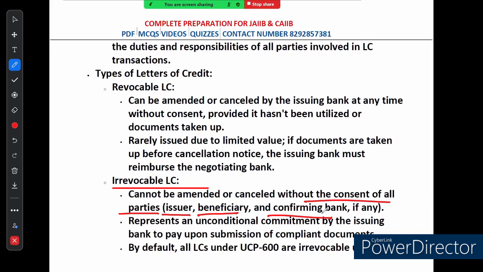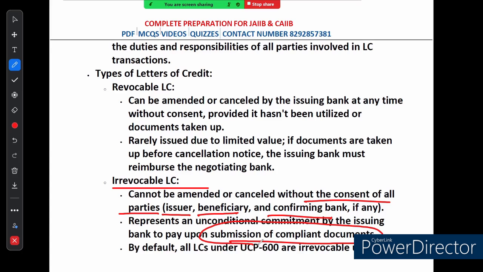So it represents a solid, unconditional commitment by the issuing bank to pay the seller, provided that all the terms and conditions of the LC are met. The condition is compliant documents. It's not like the documents are not compliant and the issuing bank is bound to pay. No, if the documents are compliant and complete in nature, then only will the issuing bank pay, and it is a solid unconditional commitment.